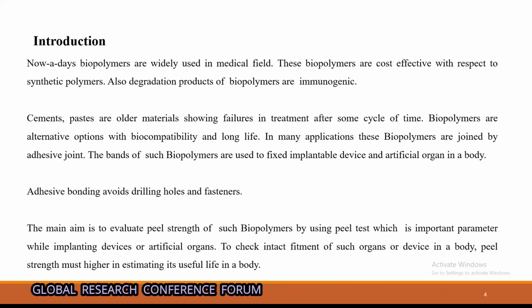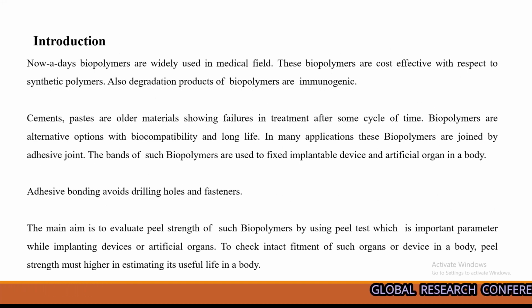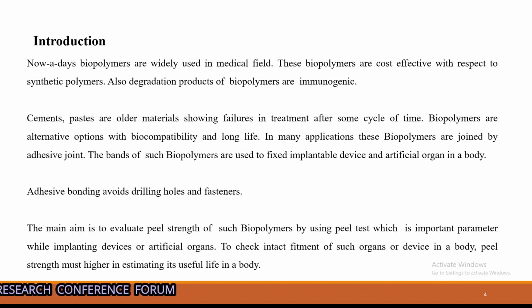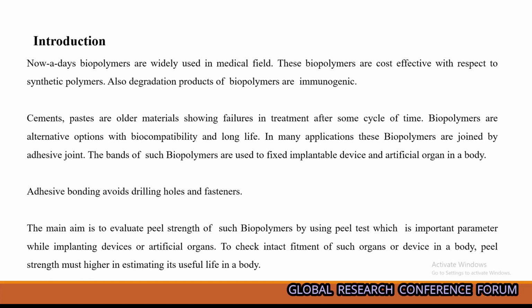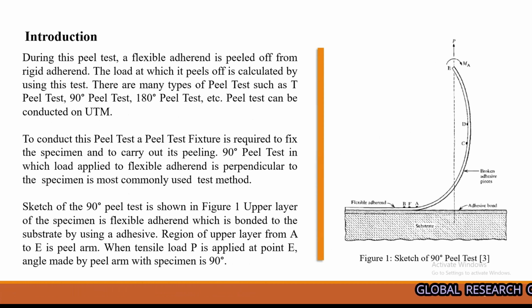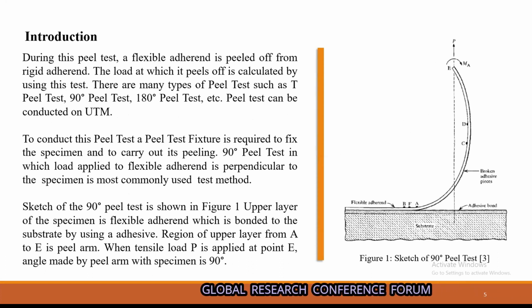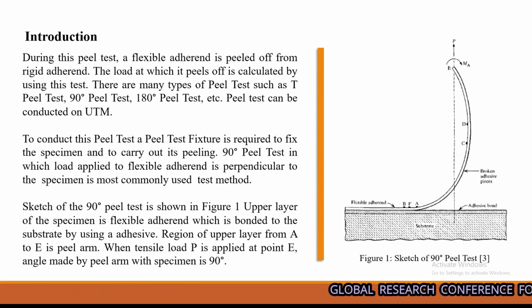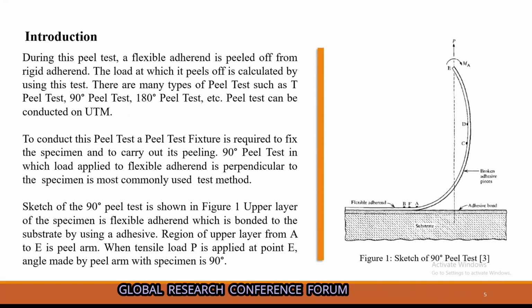The main aim of this is to evaluate the peel strength. Now we have to find out the peel strength, the adhesive strength of these biopolymers, by using the peel test, which is an important parameter while implementing devices in the system or in the body. This is the typical 90-degree peel test. You have to peel the flexible adherent at 90 degrees from the fixed adherent and find out the force per unit width. That is called the peel strength. So by using the 90-degree peel test, we can find out the peel strength.